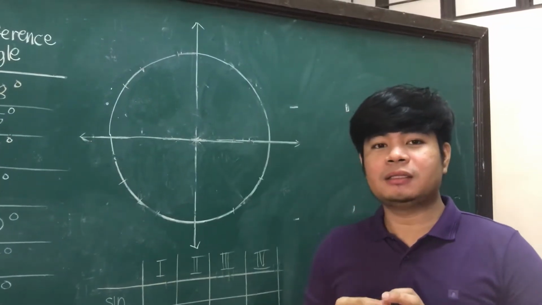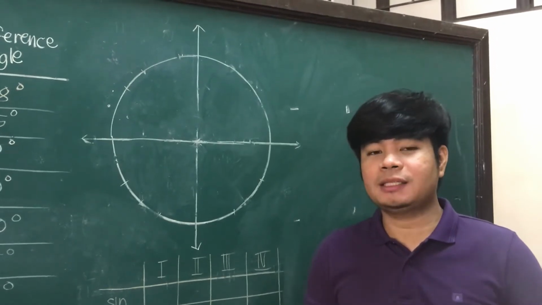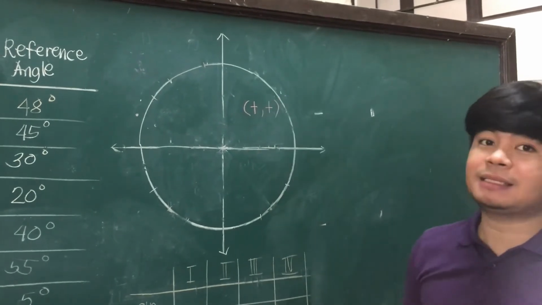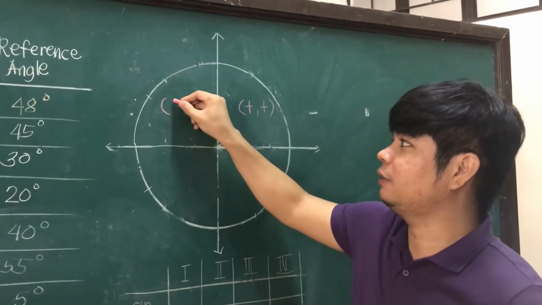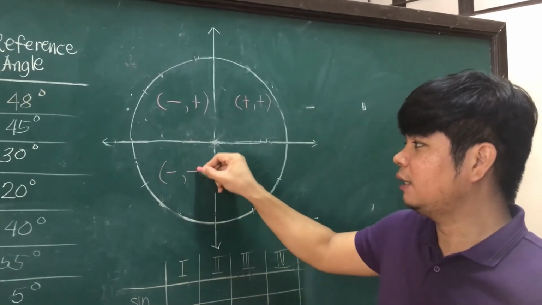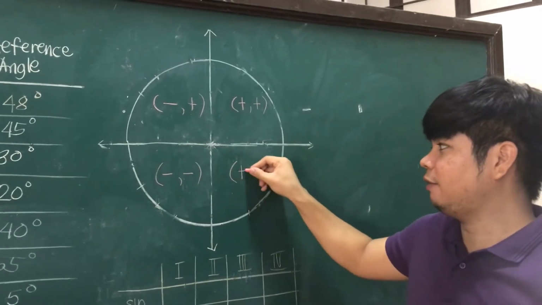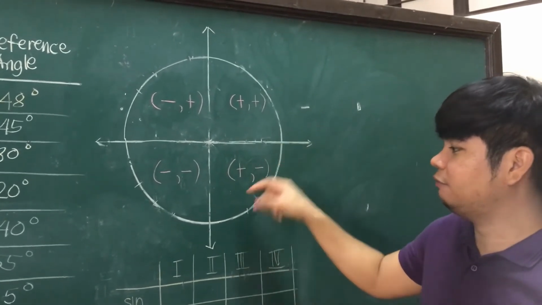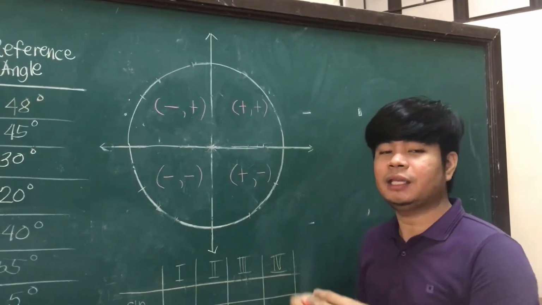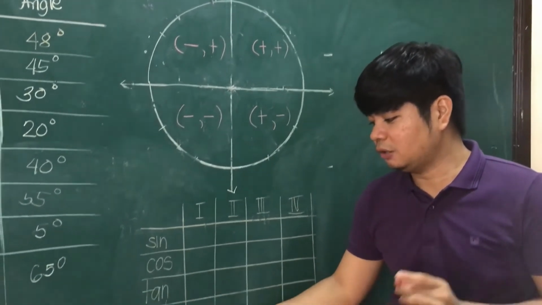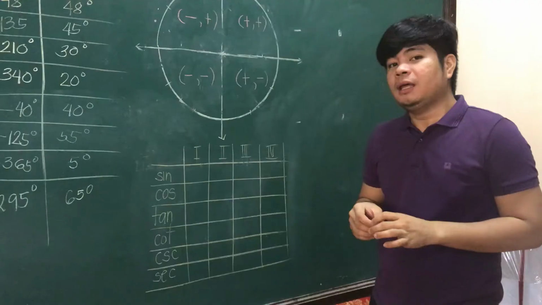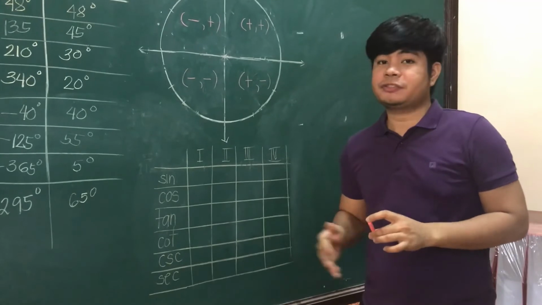Now we need to understand the signs of x and y coordinates on each quadrant, okay? On quadrant 1, positive and positive. Here we have negative and positive. And in quadrant 3, negative and negative. Quadrant 4, we have positive for x and negative for y. Okay? Now, these four will guide us in determining the sign of sine, cosine, tangent, cotangent, cosecant, secant on each quadrant.